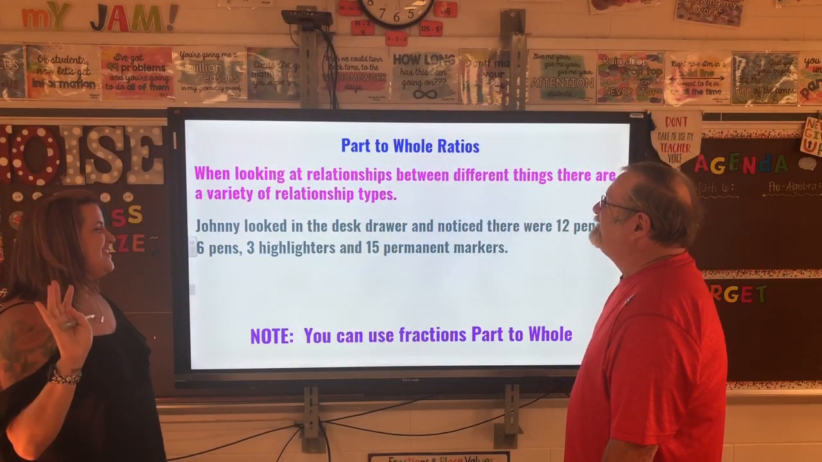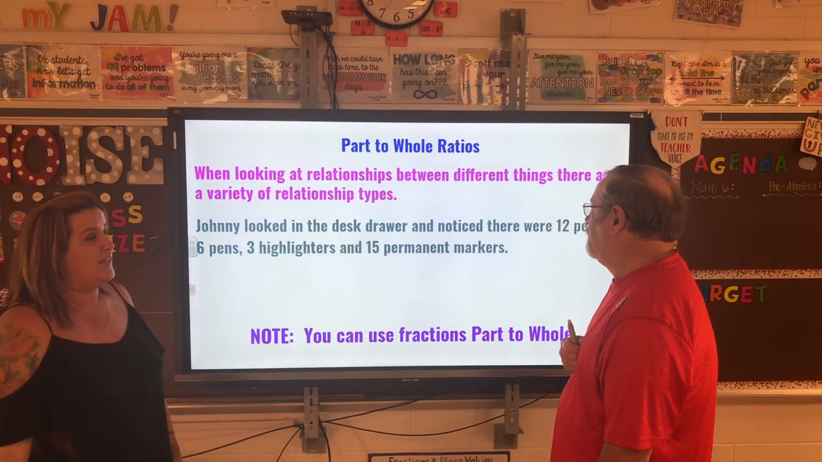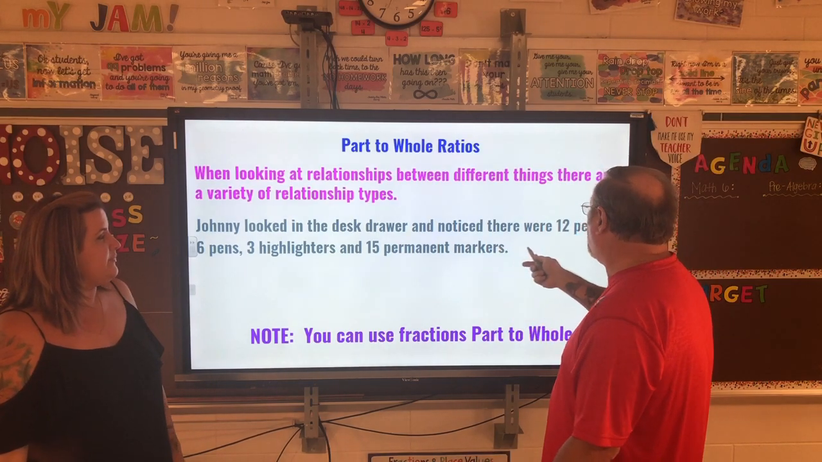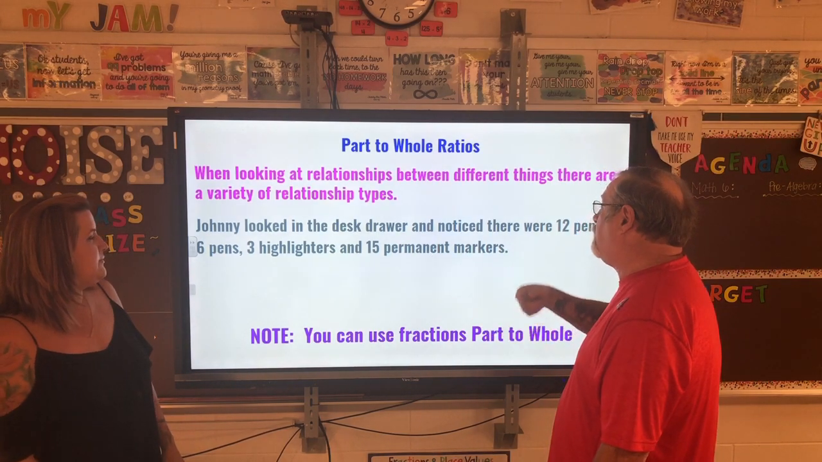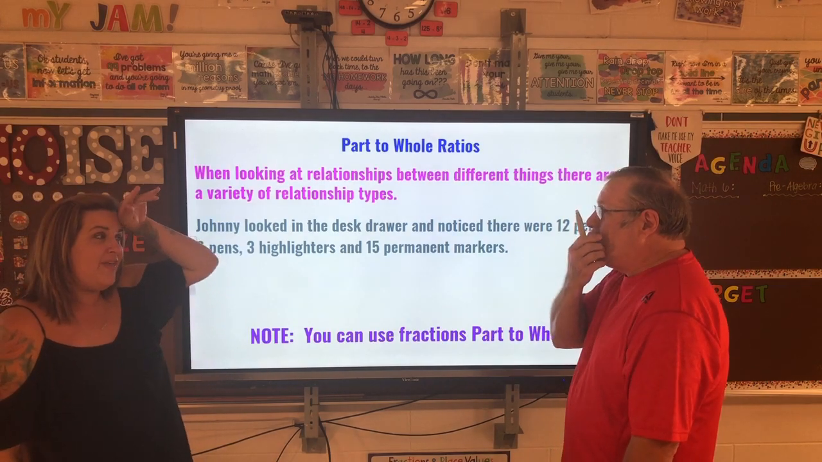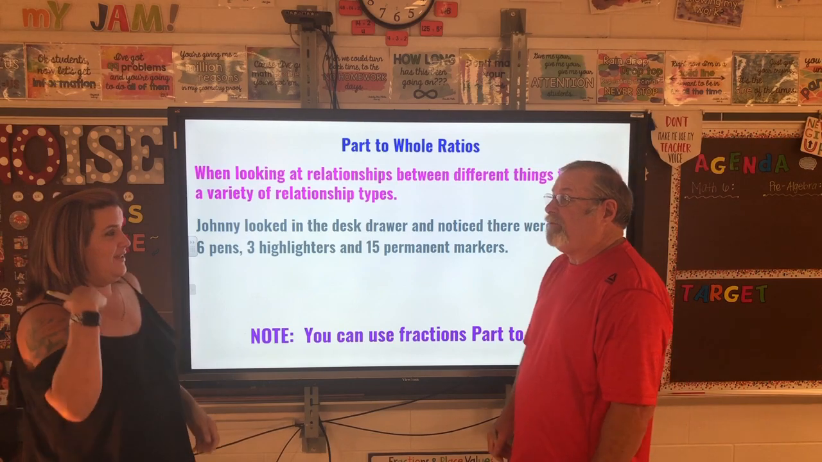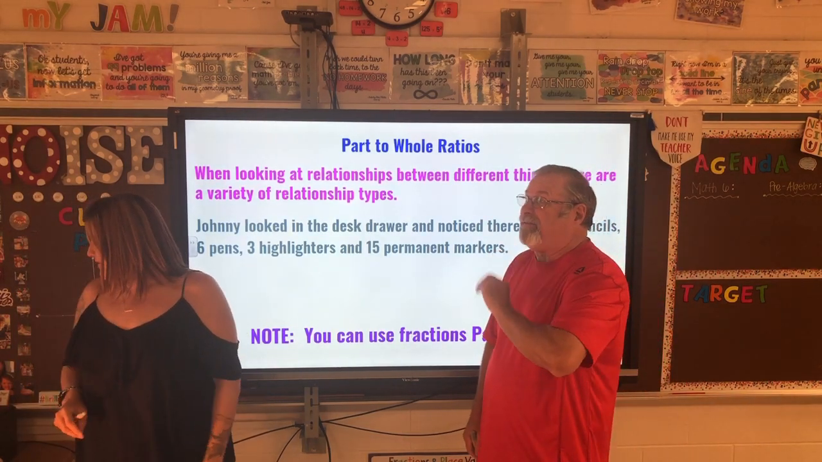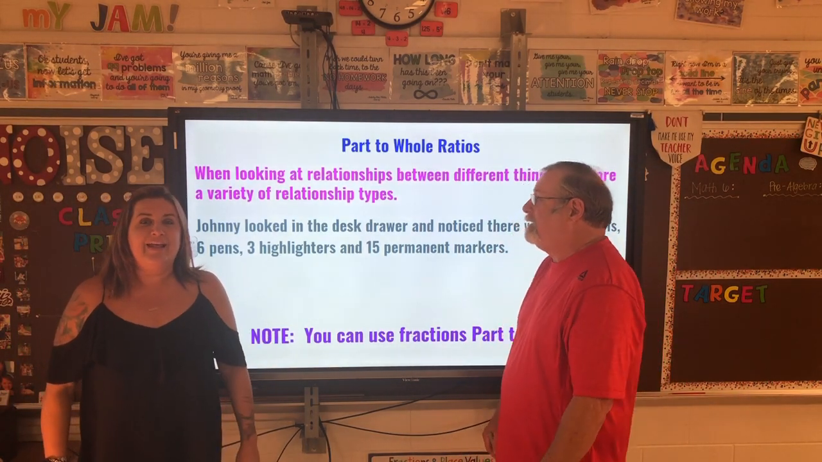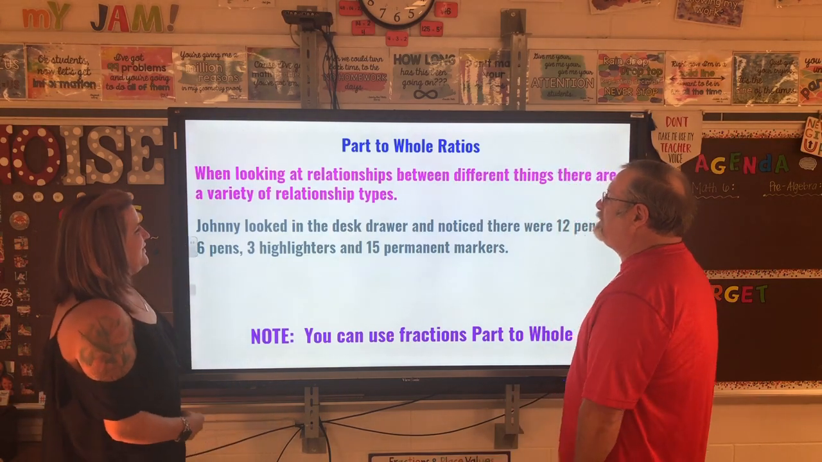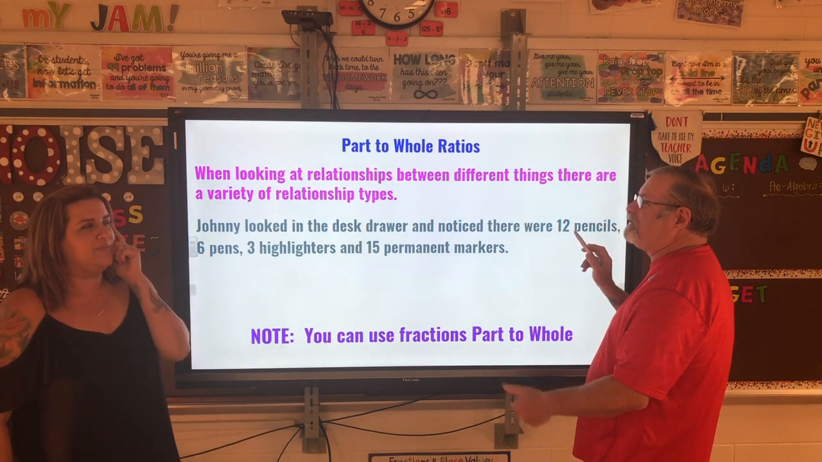Okay. Let's look at a part to whole relationship. Okay, so same thing. 12 pencils, 6 pens, 3 highlighters, 15 permanent markers. I'm going to have to do some math on this one, Mr. Lamb. I need a calculator. Calculators are very good to use, and calculators are definitely allowed when you're doing this. Where can I find a calculator? Well, we could use a calculator, but let's just, I'll do the old-fashioned one. We'll do some mental math.